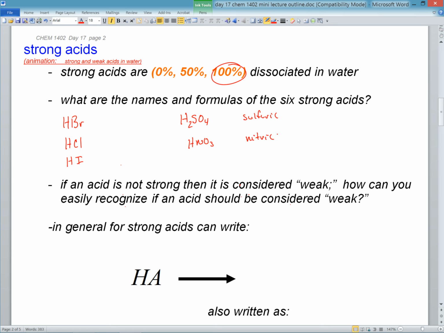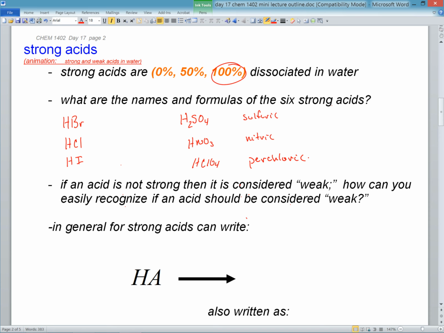And then we've got 1 more. That's no, phosphoric isn't one of the 6. Perchlorate can take 1 H. So you would call this what acid? Perchloric.